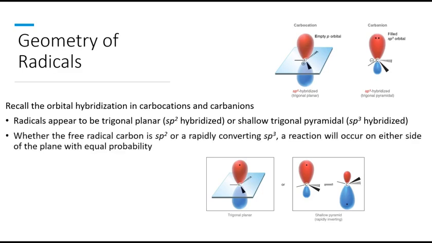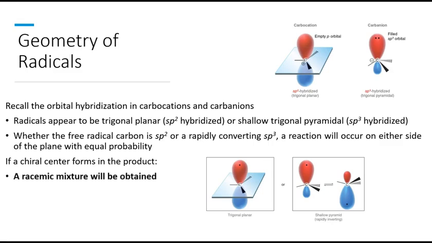Whether the free radical carbon is sp2 or rapidly converting sp3, a reaction will occur on either side of the plane with equal probability. If a chiral center forms in the product, a racemic mixture will be obtained.